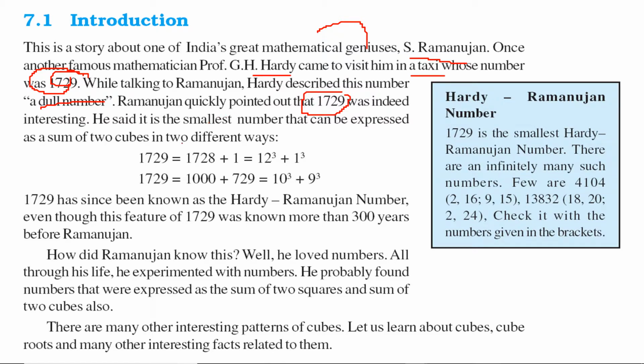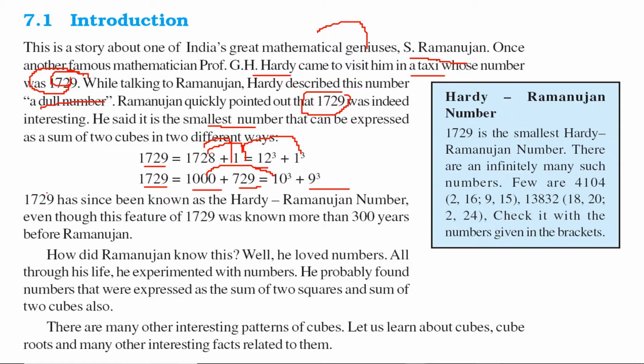He argued that this is the smallest number that can be expressed as the sum of two cubes in two different ways. That is, 1729 can be written as 1728 plus 1. And this 1728 is nothing but 12 into 12 into 12, that is 12 cube. And this is 1 into 1 into 1, that is 1 cube. He also said that 1729 can be written as 1000 plus 729. 1000 is nothing but 10 cube, 10 into 10 into 10. And 729 is 9 into 9 into 9.